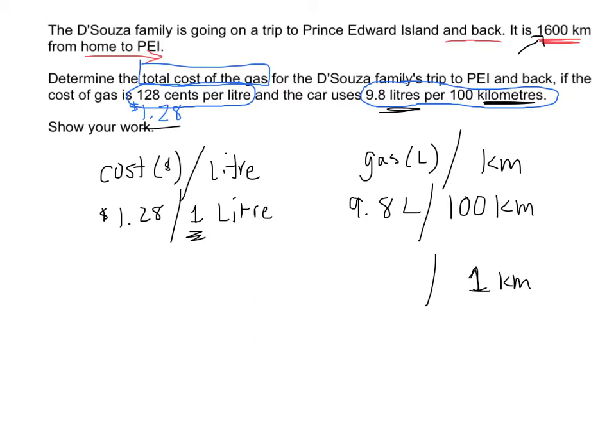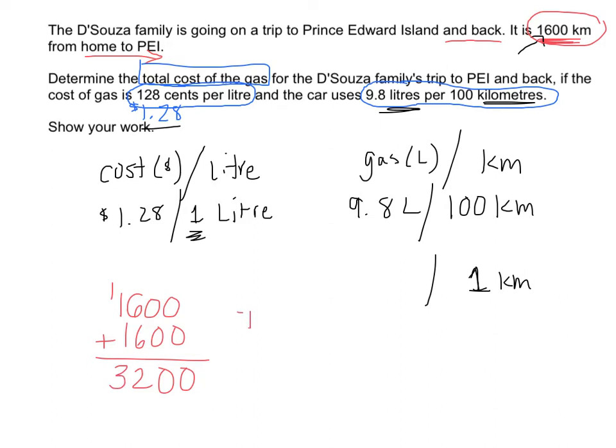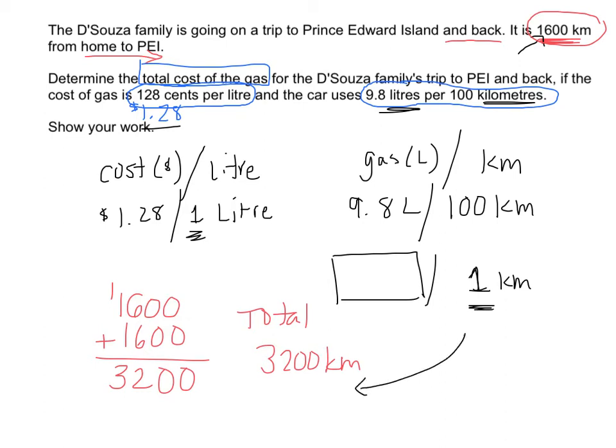Well, do we know the total number of kilometers that the D'Souza family travels? We do know that they travel 1,600 kilometers one way. To come back, they also travel 1,600 kilometers. So how would we find the total number of kilometers that they're traveling? That's right, we would add 1,600 plus 1,600. Altogether, they travel 3,200 kilometers on their trip. If we know how many liters that the car uses for every 1 kilometer, how do you think this will help us to find out how many liters the car uses for 3,200 kilometers?